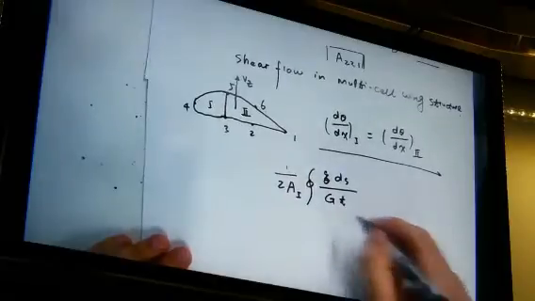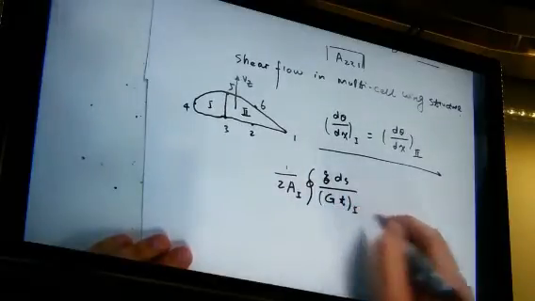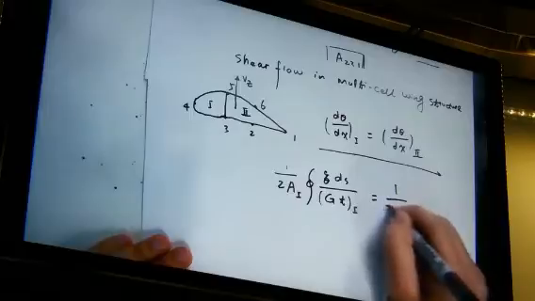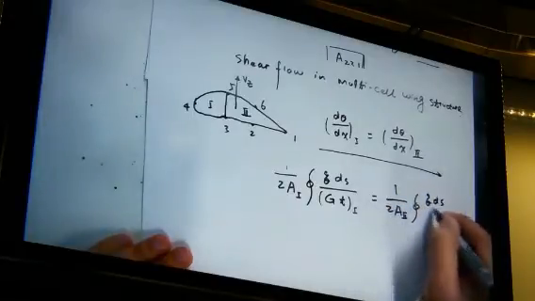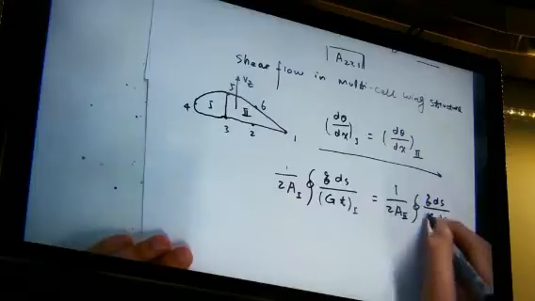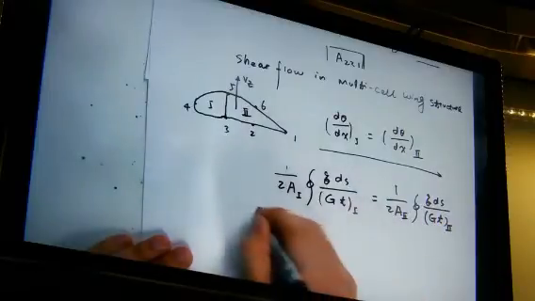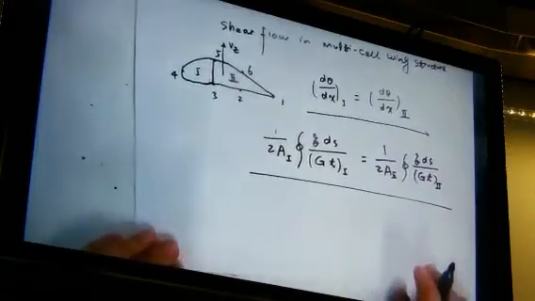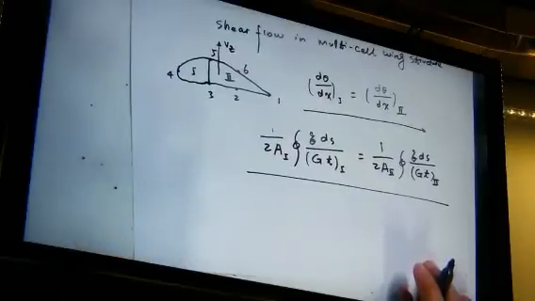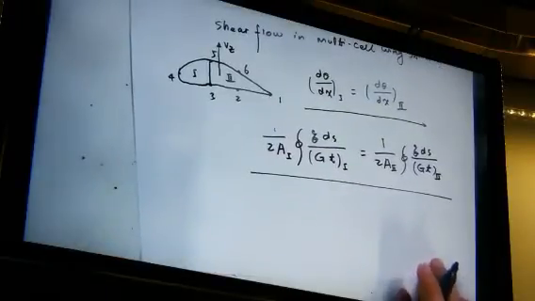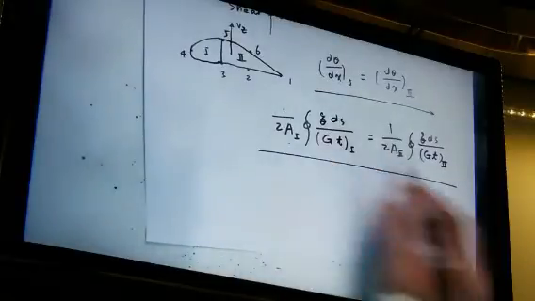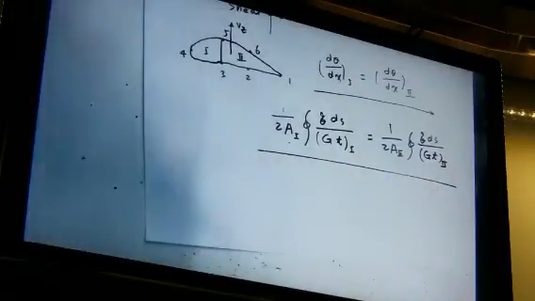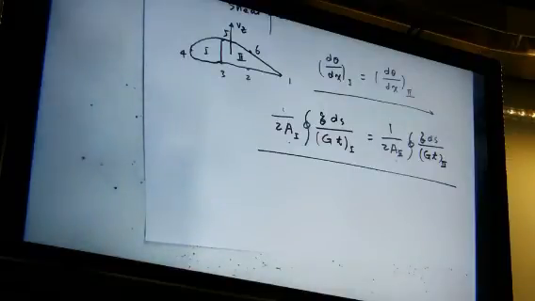This should be the first cell, and A2, q_DS G_T, the second cell. So according to the definition of twist angle, I write the equation for dθ/dx. For different cells, you will have different areas. A1, A2 are the areas of these two different cells.